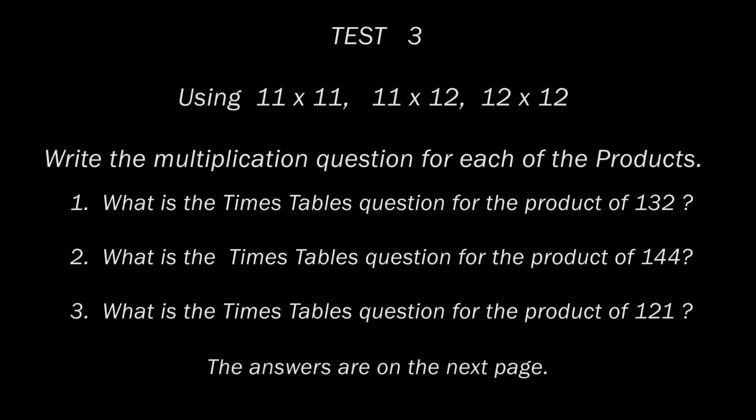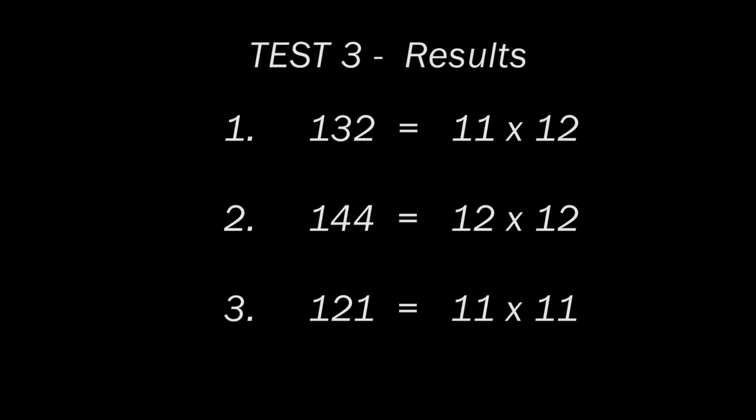Test number 3. Using 11 times 11, 11 times 12, and 12 times 12 questions, write the multiplication question for each of the products. Number 1. What is the timetable question for the product of 132? Number 2. What is the timetable question for the product of 144? And number 3. What is the timetable question for the product of 121? The answers are on the next page.